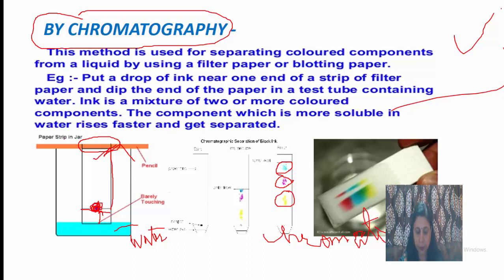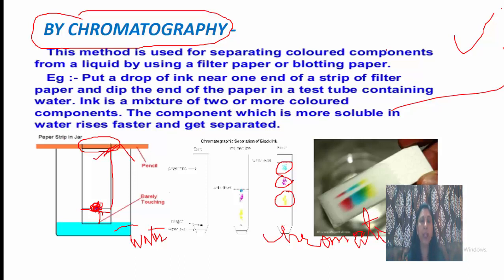Okay. The chromatogram obtained by using black ink, in this black ink ली गई थी, so it has 3 colored component spots on it. This means that the given sample of black ink has 3 different dyes mixed in it.